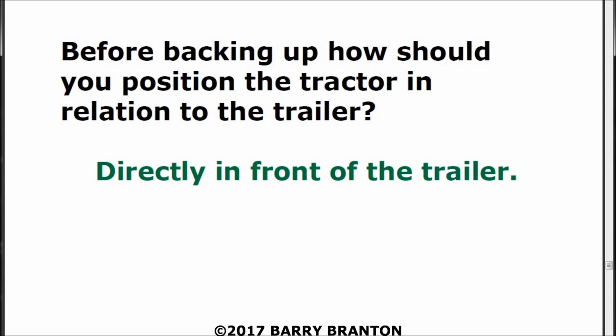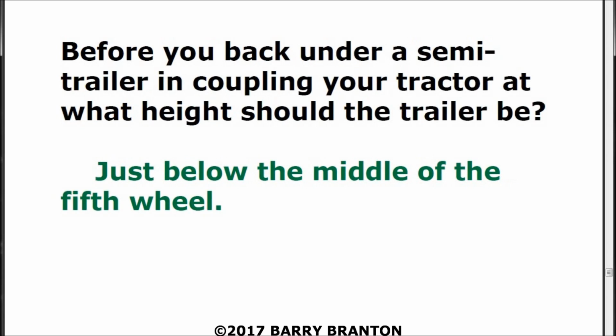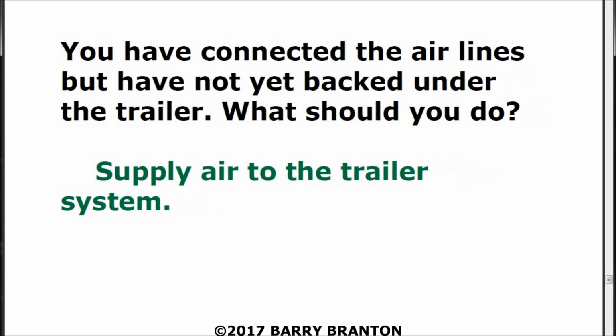Before backing up, how should you position the tractor in relation to the trailer? Directly in front of the trailer. Before you back under a semi-trailer in coupling your tractor, at what height should the trailer be? Just below the middle of the fifth wheel. You have connected the air lines but have not yet backed under the trailer. What should you do? Supply air to the trailer system.